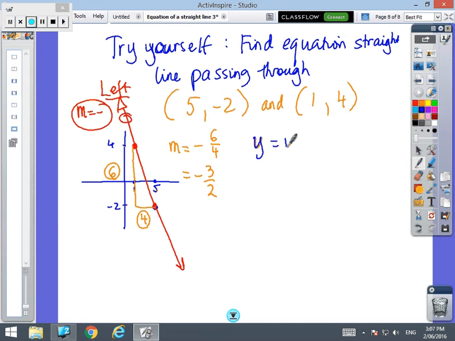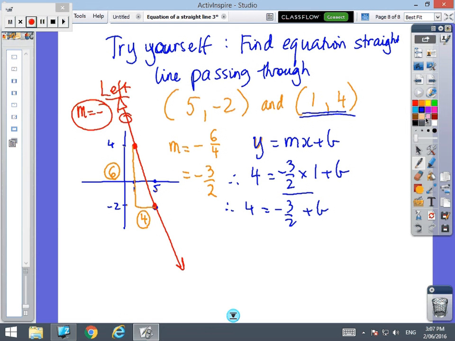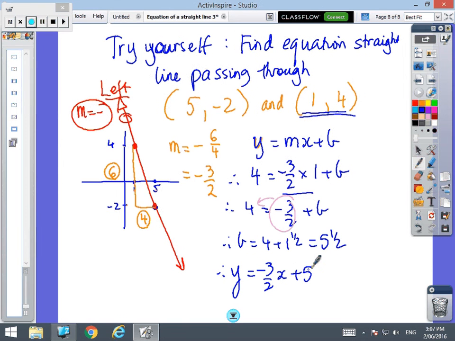So I've got y equals mx plus b. And I like positive numbers, so we'll use the positive numbers this time. 4 equals minus 3 on 2 times 1 plus b. 4 equals, those two numbers are minus 3 on 2. And then that goes across and becomes a plus. So b equals 4 plus 1.5. So we get 5.5. And so the answer is y equals minus 3 on 2x plus 5.5. And I was expecting a number bigger than 4, and 5.5 is fine.